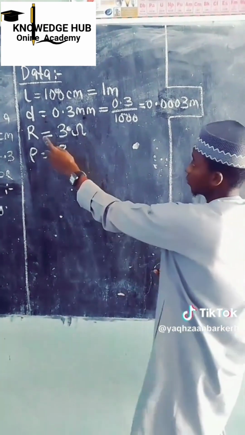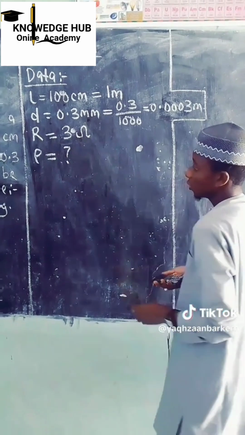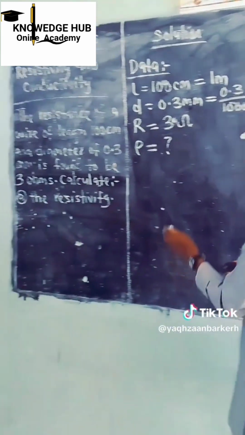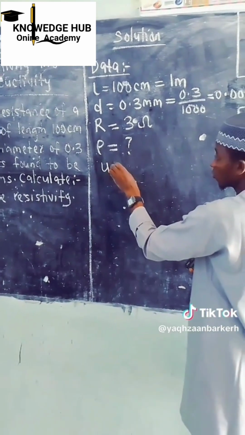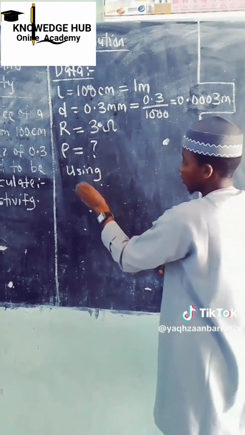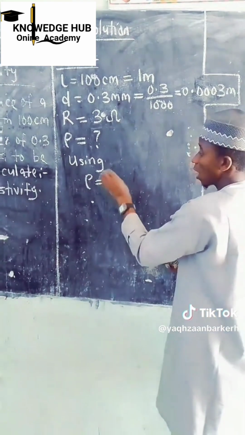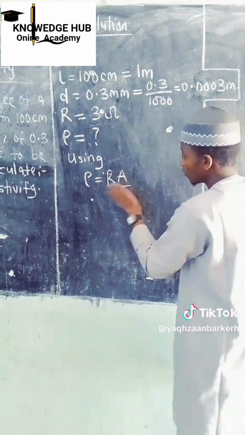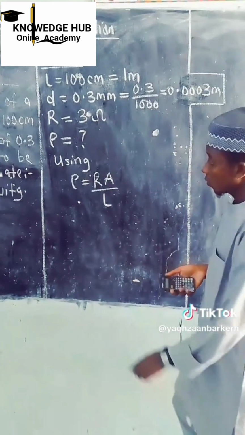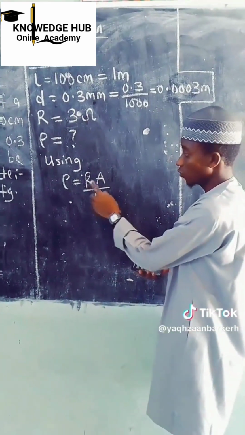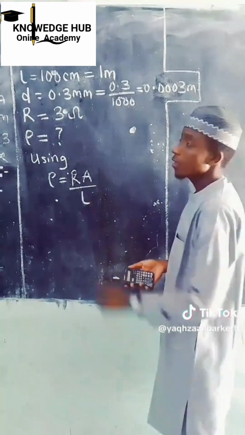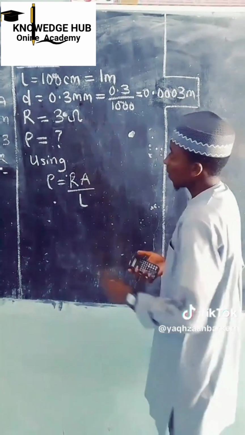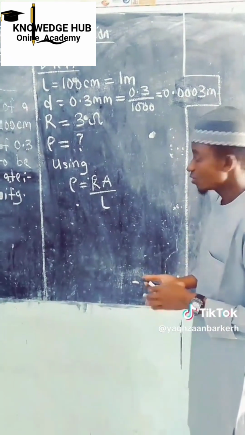So and this one we have for our resistor is 3 ohms. So they asked us to find the resistivity. So using what formula? Using resistivity is equals to RA all divided by L. So now this R is resistor, this A is area. So I want to find out about area.